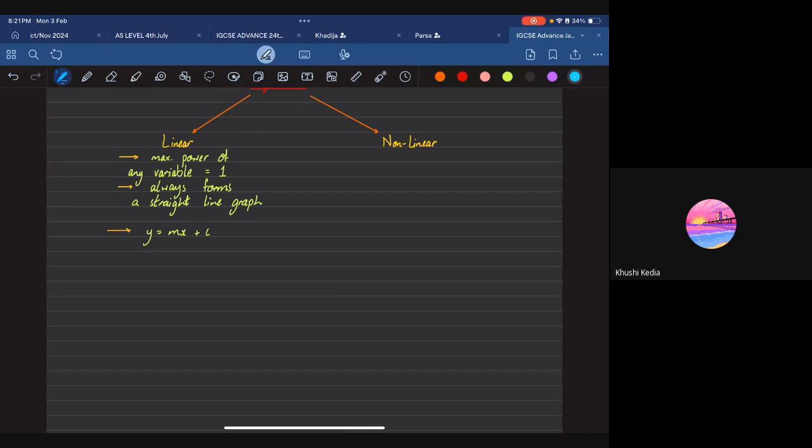Okay, let's look into an example. For example, any example of an equation, the only thing that I can think of right now is maybe like 2x plus 7 or something like that. Could be the case. Now you can clearly see the maximum power of any variable is 1. There's nothing greater than 1, or less than 1 as well.